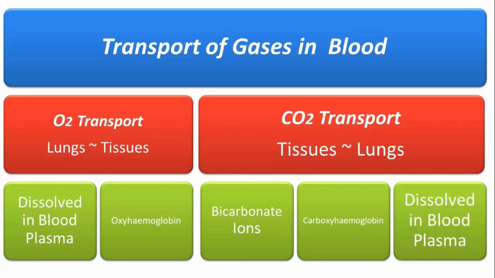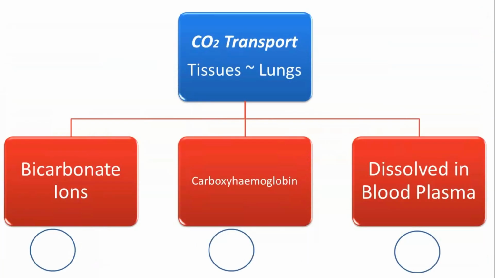It is transported by three main ways: bicarbonate ions, carboxyhemoglobin, or carbon dioxide can also be transported as being dissolved in the blood plasma. About 70% of the carbon dioxide which we exhale is transported as bicarbonate ions. Only 23% is transported in our blood as carboxyhemoglobin, and 7% of the carbon dioxide is transported as being dissolved in the blood plasma. Blood plasma is the liquid portion of the blood.